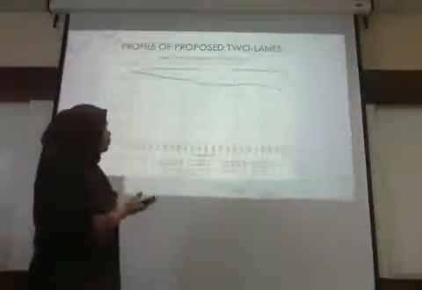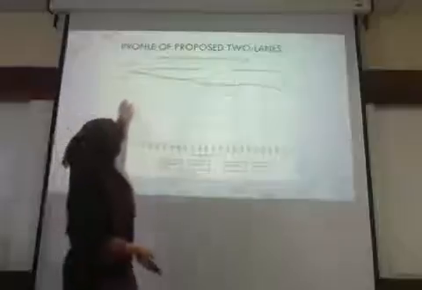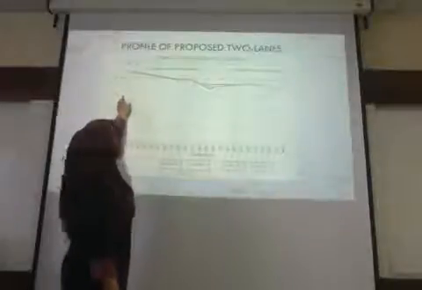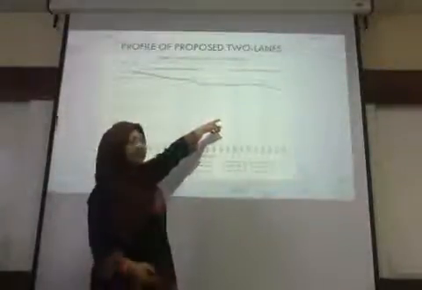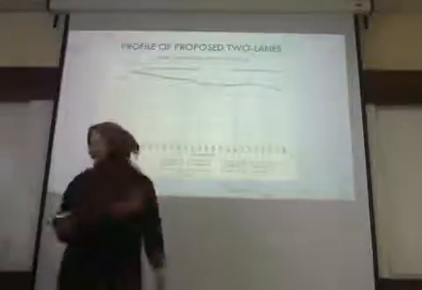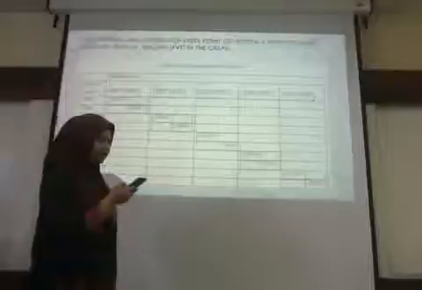This is the profile of proposed two lane. This is the endpoint of Jalan Semangku, and that is the endpoint of Jalan Mahasan. This is the elevation and station for every point of vertical curve, PVC and PVT.